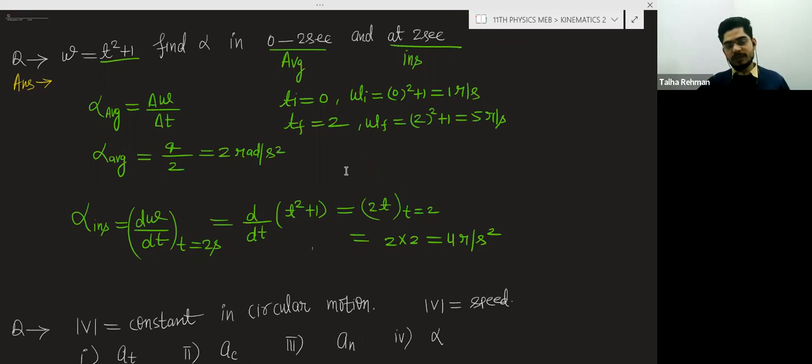I have told you that if a finite time period is given, like 0 to 1 second, 0 to 2 seconds, 0 to 3 seconds, then you have to calculate the average. If they are asking at 2 second, at 3 second, at 5 second, they are asking at that instant. So you will calculate the instantaneous value of any quantity, not only for the acceleration. That can be the velocity, the current, the magnetic field, or the electric field.